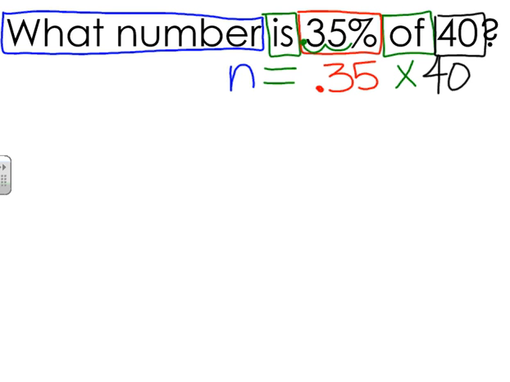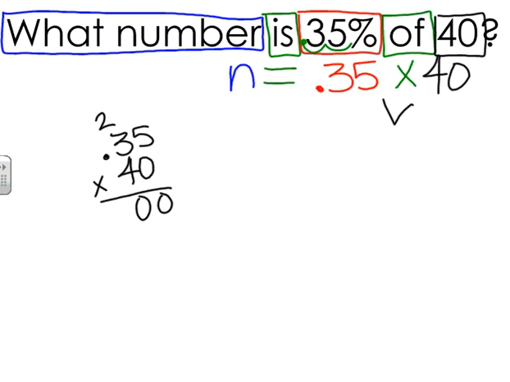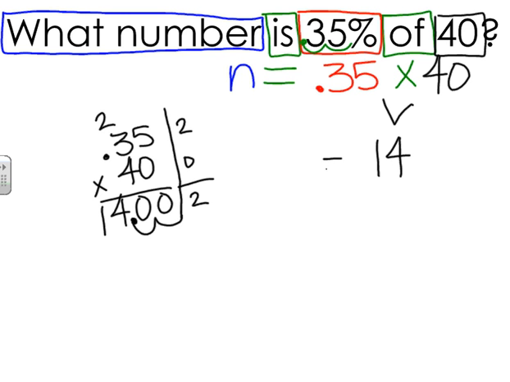And now I can simplify 35 hundredths multiplied by 40. 4 times 5 is 20. 4 times 3 is 12, plus 2 is 14. Now my decimal place, I'm going to move it over a total of 2 places from the right. So I get 14 as my answer.